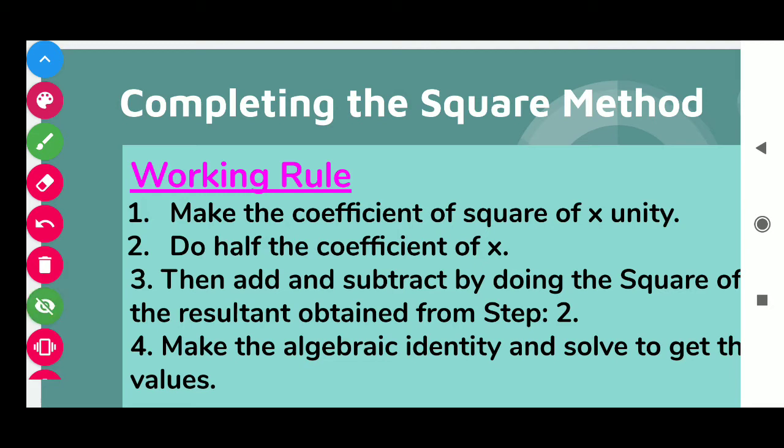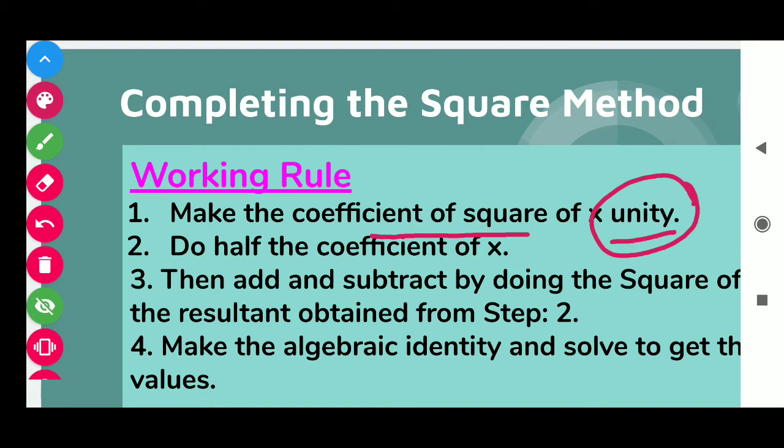Here you can see that first point is make the coefficient of x squared unity. Students, make the coefficient of x squared unity. सबसे पहले हमें coefficient of x squared को क्या बनाना है, unity बनाना है.